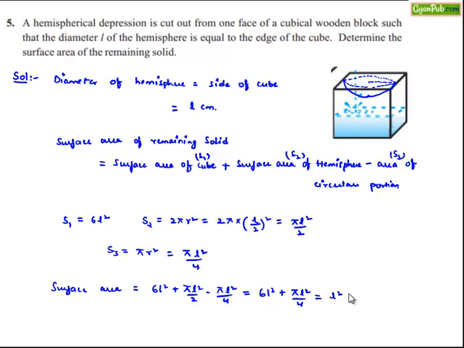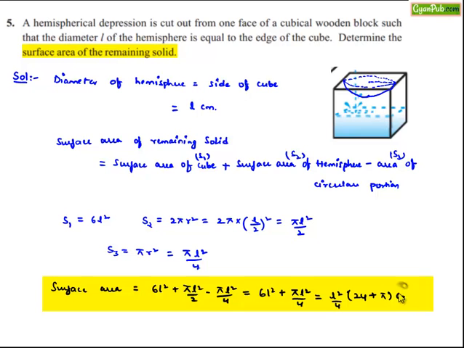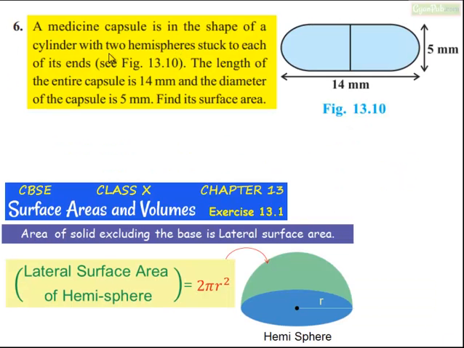Let us take L square by 4 common here, then we get 6 times 4, that is 24, plus pi, centimeter square. That's the solution. Now coming to the sixth question.